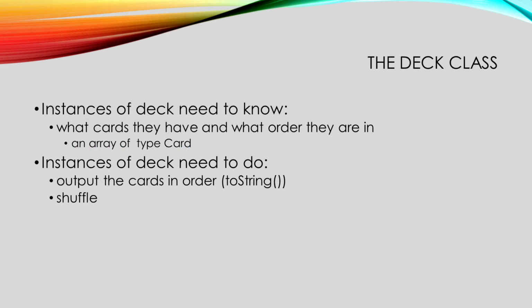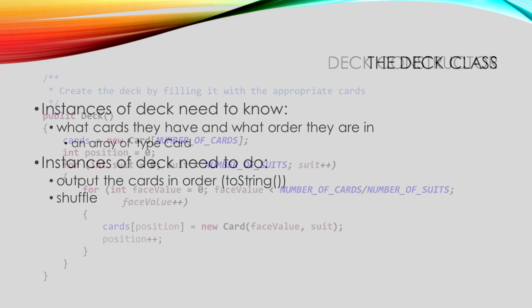Now that we have our card class finished, we can use it to help us build a class holding the entire deck. When we think about the deck, the only thing it needs to know is the cards it holds and what order they're in. It will do that by having an instance variable that is an array of type Card. For now, our deck only has to be able to do 2 things: have a toString that outputs the cards in order, and shuffle the cards.